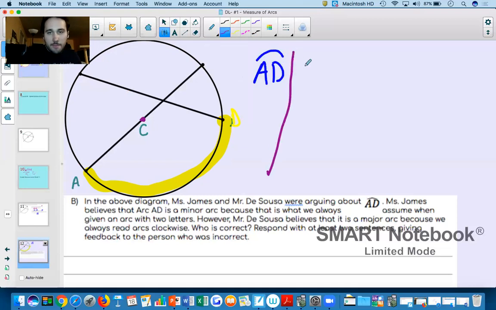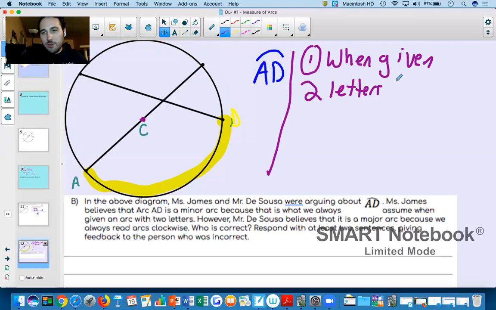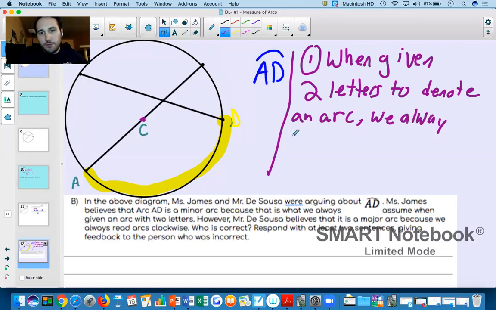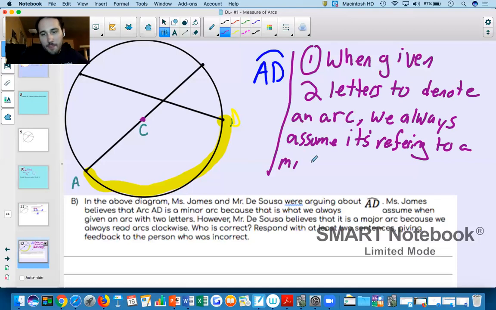So a couple of things. Number 1, when given 2 letters to denote an arc, we always assume it's referring to a minor arc. Yes, I'm writing this out. You should be writing with me.